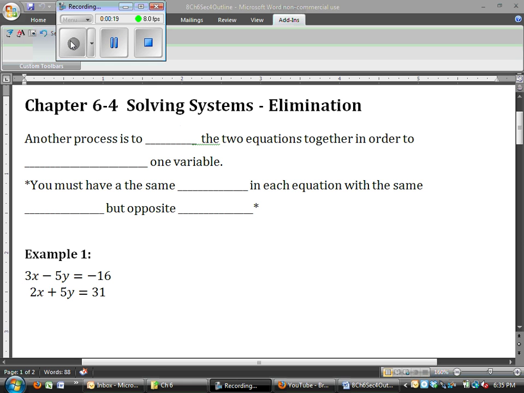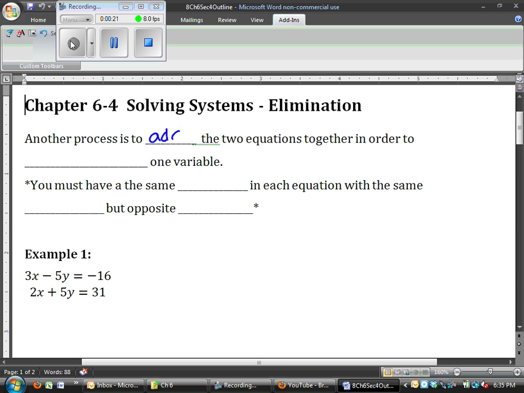This process is to add the two equations together in order to eliminate one variable, hence the name elimination. Okay, remember in substitution what I was trying to do was to get an equation so it only had x's or only had y's in it. That's what I'm going to be doing here, is I'm going to add the two together so I can eliminate an x or eliminate a y.